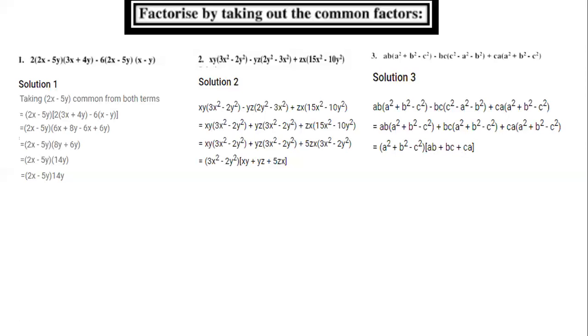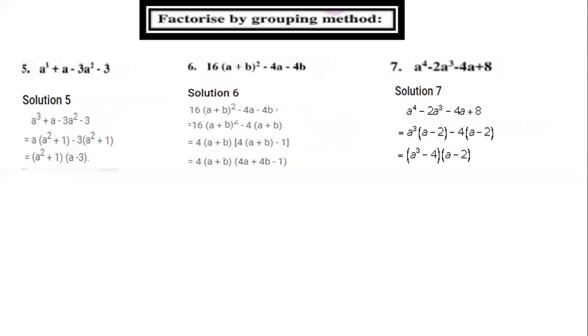Now come to our next type, factorize by grouping method. After this grouping process, we have to take the common factor out. Fifth question, a³ + a − 3a² − 3. We just group the first 2 terms and the third, fourth. Choice is yours. If you want to take first and third as a group or second and fourth as a group, then it's up to you.